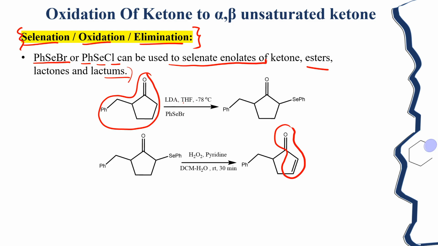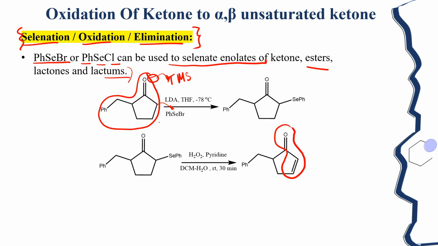Initially LDA, THF will form the enolate as expected. In the case of an enolate in the presence of TMSCl, the oxygen center attacks the TMS to form OTMS, but here the carbon center attacks the selenium to form the selenated enolate. Why this is happening, we will learn in the enolate chemistry course, because of the hard enolate, soft enolate concept. So we will discuss there, hard center, soft center.